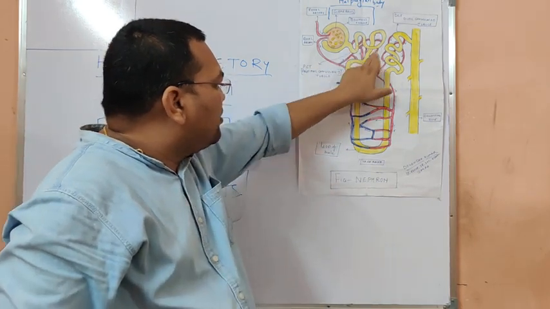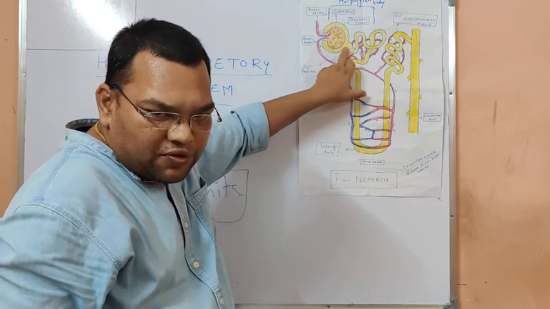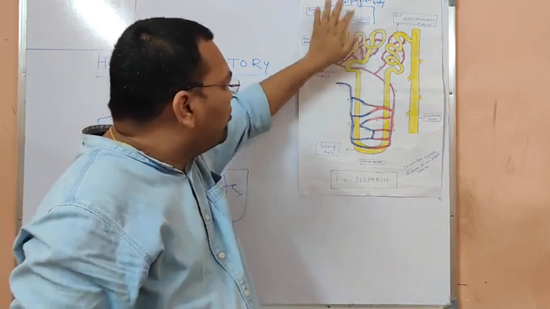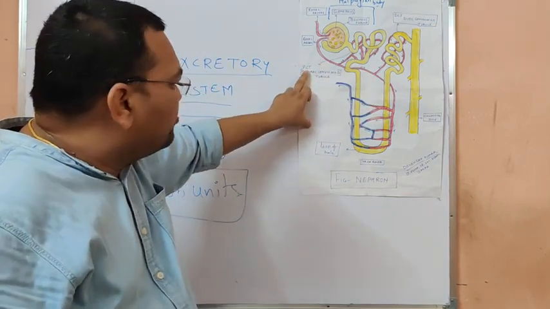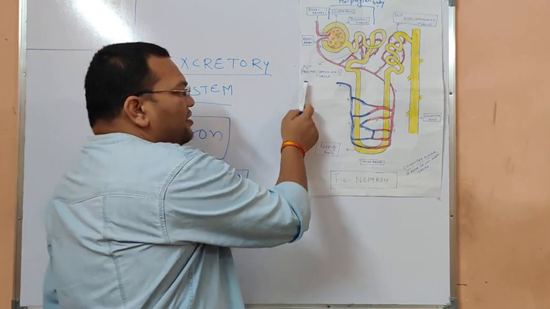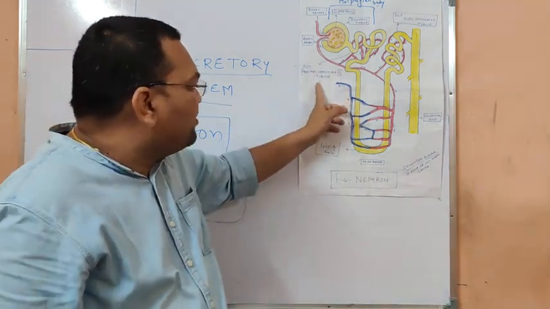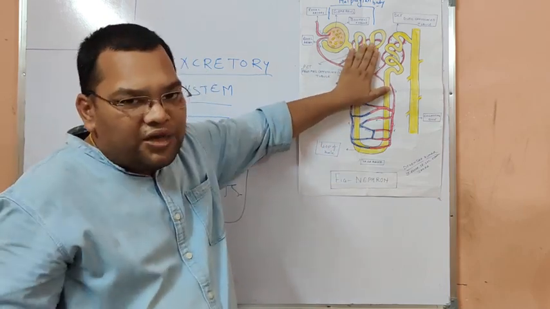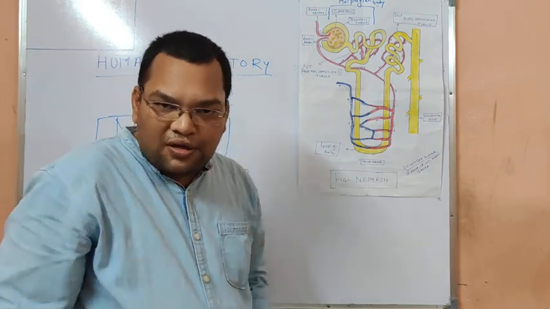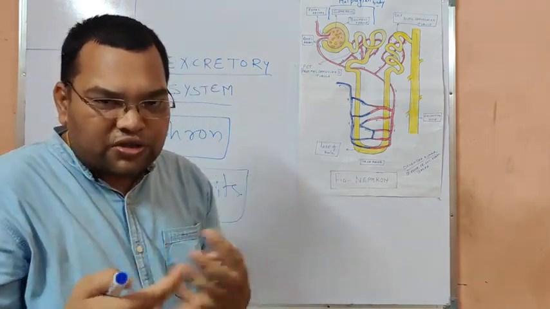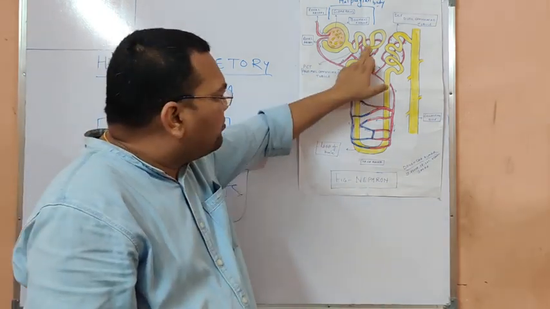Now this portion, which is very close to the glomerulus, the Bowman's capsule or the Malpighian body, is known as the PCT. The full form of PCT is proximal convoluted tubule. Proximal means near to this, convoluted means having too many turns, and tubule means a tube-like structure.